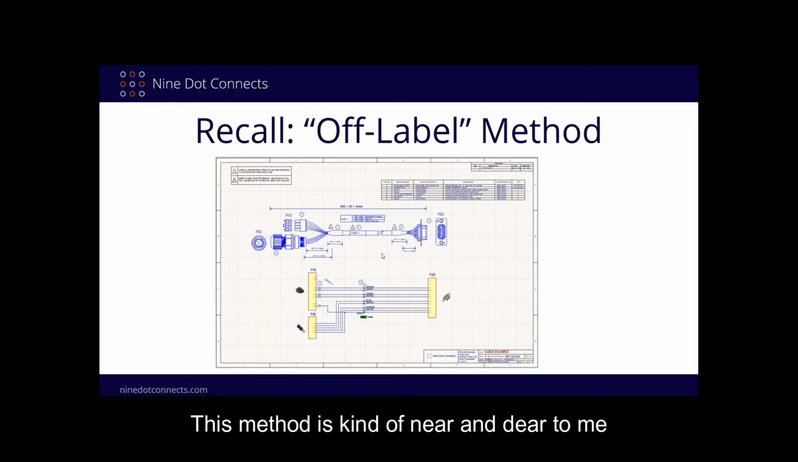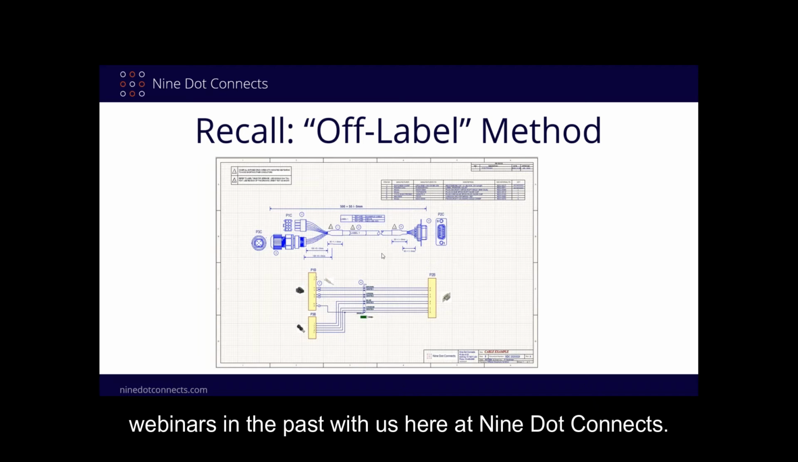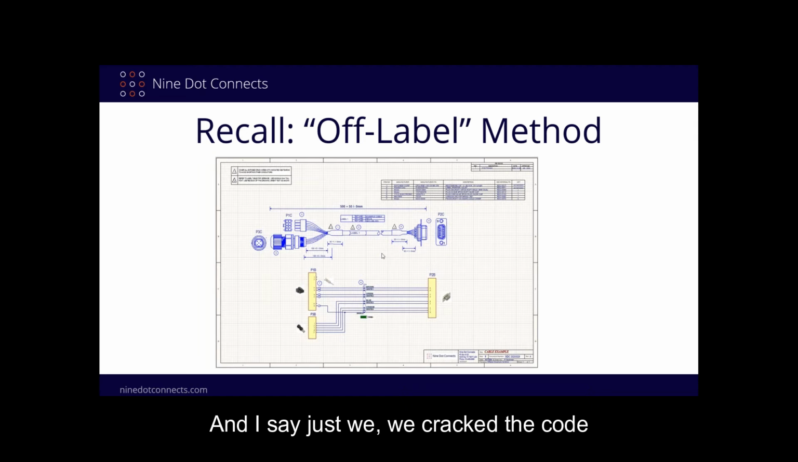This method is kind of near and dear to me because it was designed by myself and a colleague of mine, Jeff Condit, who's done webinars in the past with us here at 9.connects. We discovered it, we cracked the code basically in 2012. Both Jeff and I worked at Altium between 2007 and 2011, and we had tried to figure out how to make this work in Altium, along with several FAEs at Altium at the time. We couldn't figure it out, and we finally cracked the code, and that was that we had to separate the mechanical from the electrical, and that's how the off-label method works. And that's what you see over here.